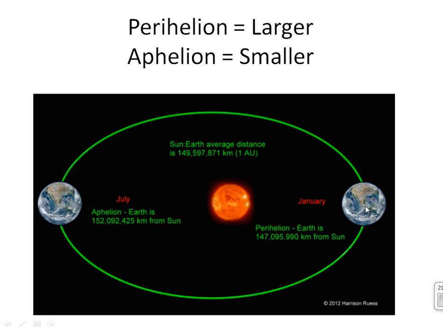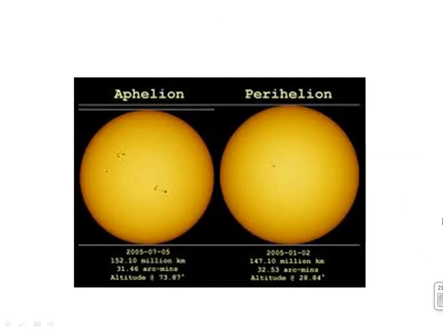Well, and that's what happens when the Earth is close to the sun. The sun's diameter looks very big, and when we're far from the sun, its diameter appears to be very small. And so here is an illustration of that, in which you can see that during our perihelion phase, the sun appears larger, and during our aphelion phase, the sun appears smaller.